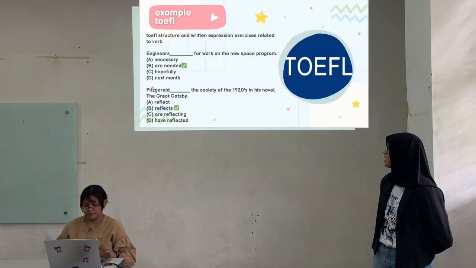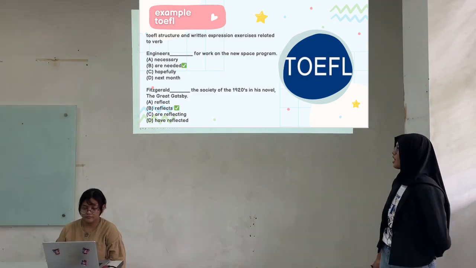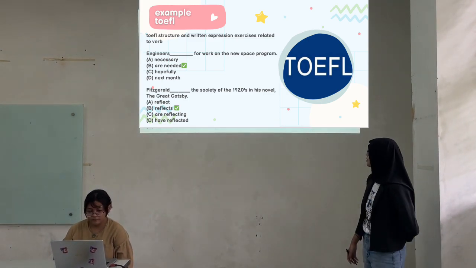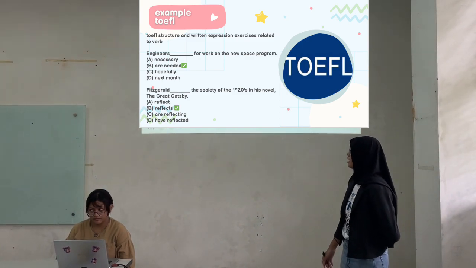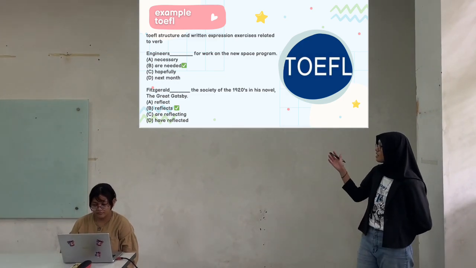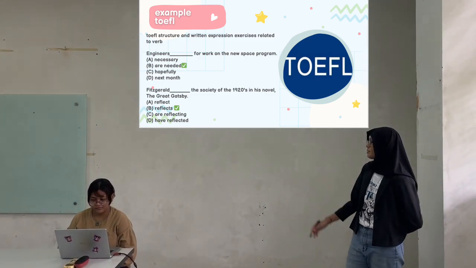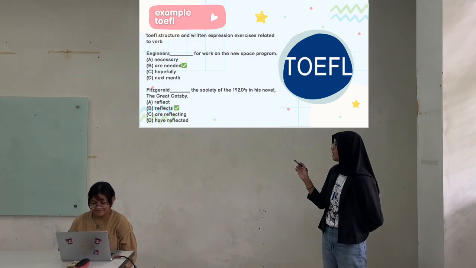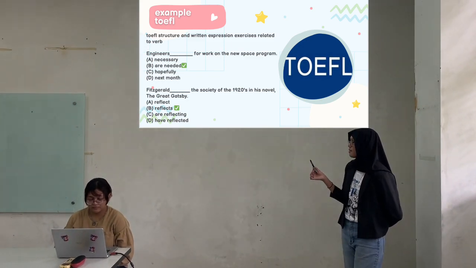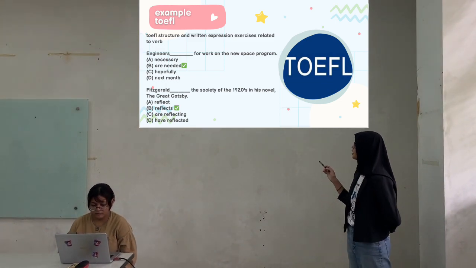Next. Now we'll move to the example of structure and written expression exercises related to verbs. For the first question, the sentence is: engineers blank forward on the new space program. In this sentence, there is no verb included, and the sentence already has a subject, which is engineers. So the most correct answer is B, are needed, because option A, necessary, is a noun, and option C, hopefully, is an adverb. So the sentence is: engineers are needed for work on the new space program.